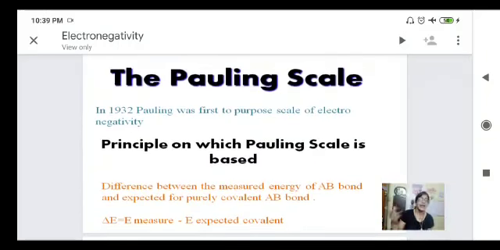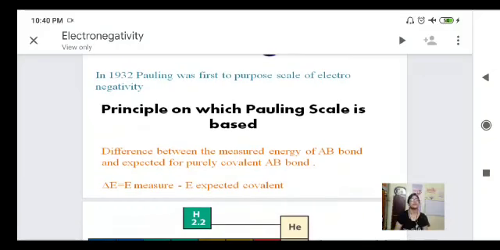Now, the scale by which electronegativity is measured. Generally, it is known by everybody that the Pauling scale is the measurement of electronegativity. In 1932, Pauling was the first to propose a scale of electronegativity. The principle on which the Pauling scale is based is the difference between the measured energy of AB and the expected energy of AB when they form a purely covalent, non-polar covalent bond.